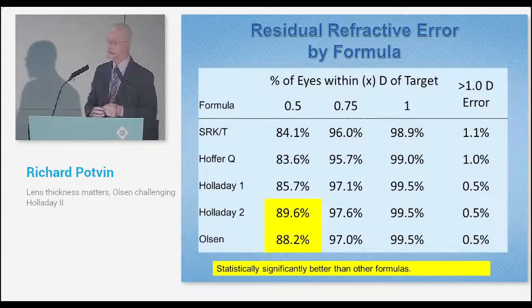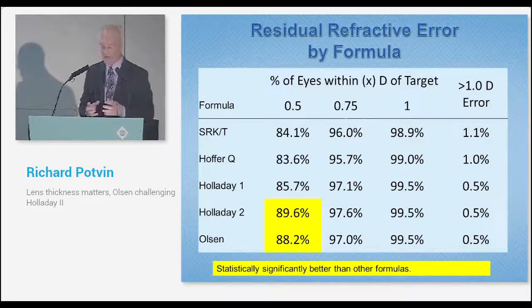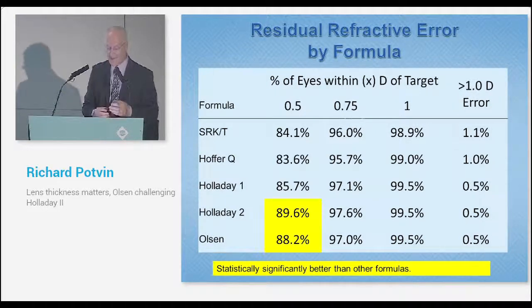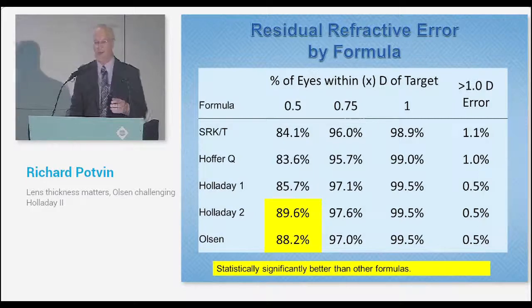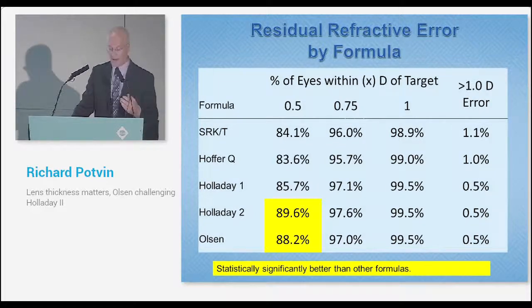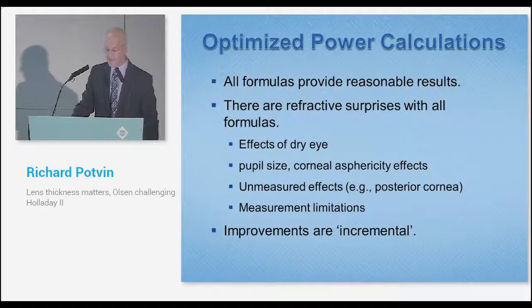When I look at the residual refractive error by formula, I can look at the percentage of eyes within a certain dioptric equivalent of the target. And in fact, for the last two, if you look at within half a diopter of target, Holladay 2 and Olsen show a higher percentage, and this was statistically significantly higher, of patients within a half. And then as we get to larger spreads, the population average takes over and is reasonable, so all of the formulas performed pretty well within 3/4 and within 1. So we are talking about incremental improvements here. And the strange thing is I still get 0.5% to 1% refractive surprises.